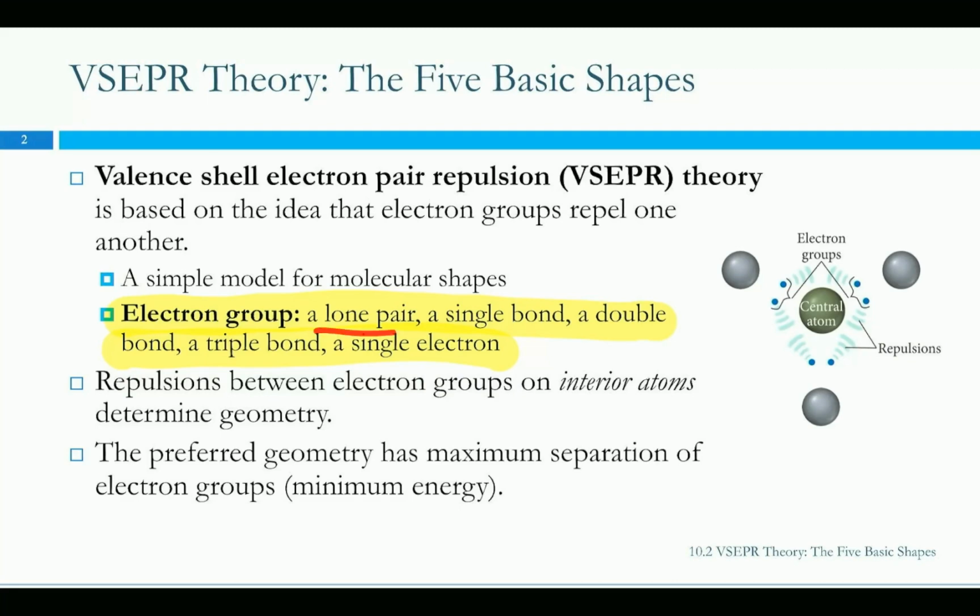Now we do treat lone pairs and bonds a little bit differently. But if we're thinking just electron groups, we can create families of shapes where the only difference is the number of bonding groups, so the number of atoms that are bound, versus the number of lone pairs, which are just pairs of electrons without another atom bound to it.